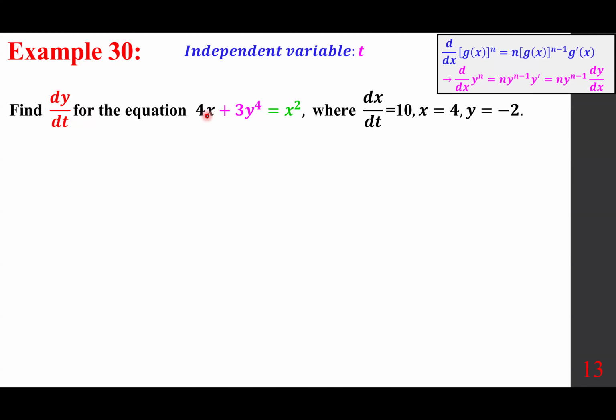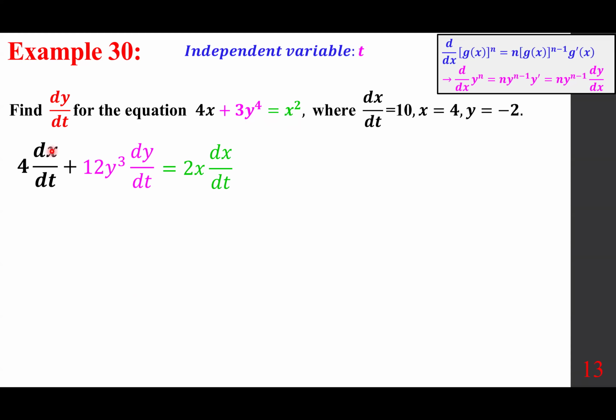Starting with 4x, we get 4 dx dt. 3y to the power of 4, we follow the extended power rule on y. Y is the same as g of x. So 4 times 3, 12y cubed dy dt. And then the right side is just 2x dx dt. Now, there are two ways to do that because they want us to evaluate. I'm going to evaluate it first. Just plug in.